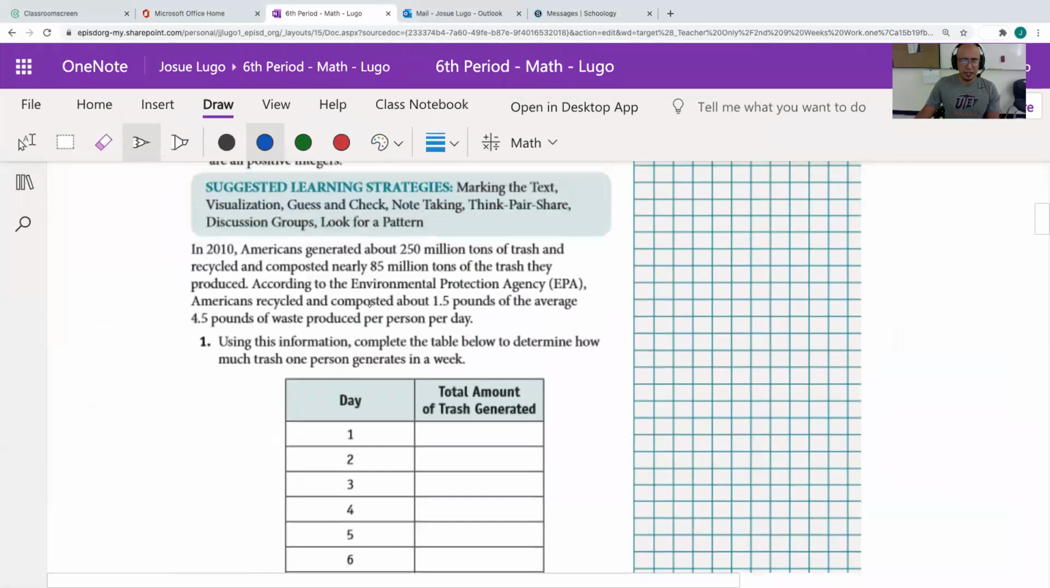All right, so let's go ahead and begin by reading the paragraph above number 1, which reads, in 2010, Americans generated about 250 million tons of trash and recycled and composted nearly 85 million tons of the trash they produced. According to the Environmental Protection Agency, EPA, Americans recycled and composted about 1.5 pounds of the average 4.5 pounds of waste produced per person per day. That is a lot of information.